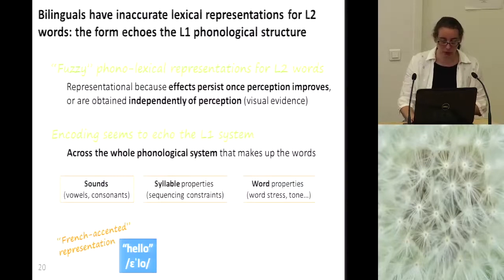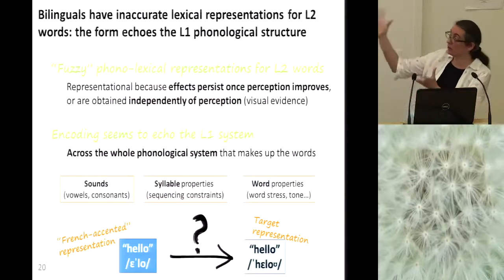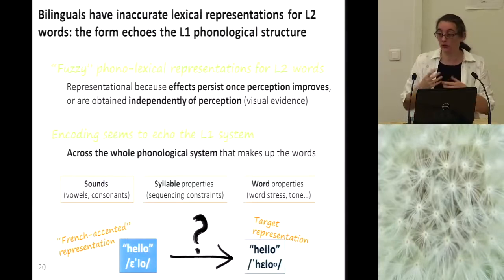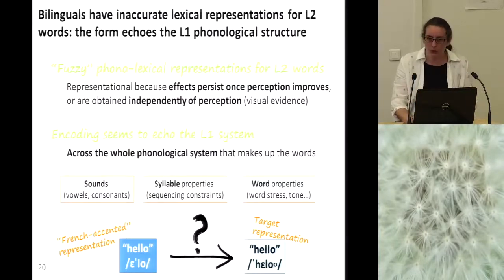And so the big question that we're faced with now is, how do we modify this representation to approach a more target-like representation such as "hello," which I think I have acquired over the X number of years that I've been learning English. But I don't know how I did it. I certainly didn't notice when it happened, if it happened. So how do learners do this? How do they shift their representations to become more precise? The first question to ask is, do they?